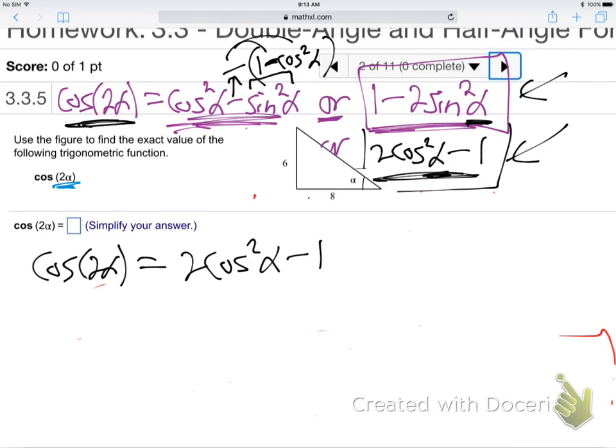Okay, so I need to look at this triangle here and find the cosine of regular alpha. Here's regular alpha. So what's the cosine? Well, SOHCAHTOA. What's cosine? Adjacent over hypotenuse. This is the adjacent side. This is the opposite side. I need the hypotenuse.